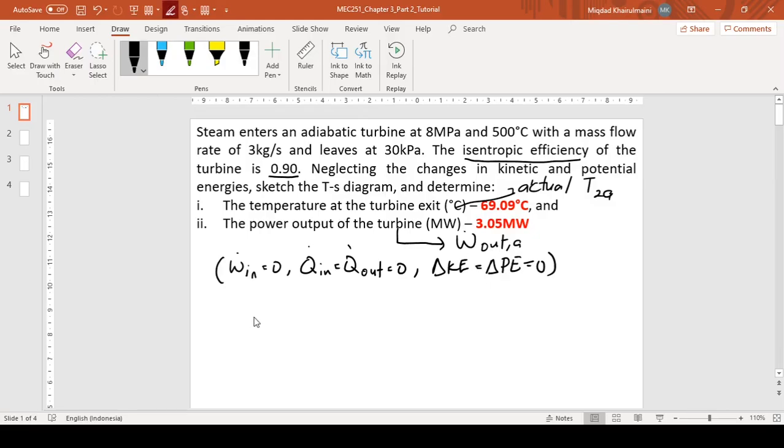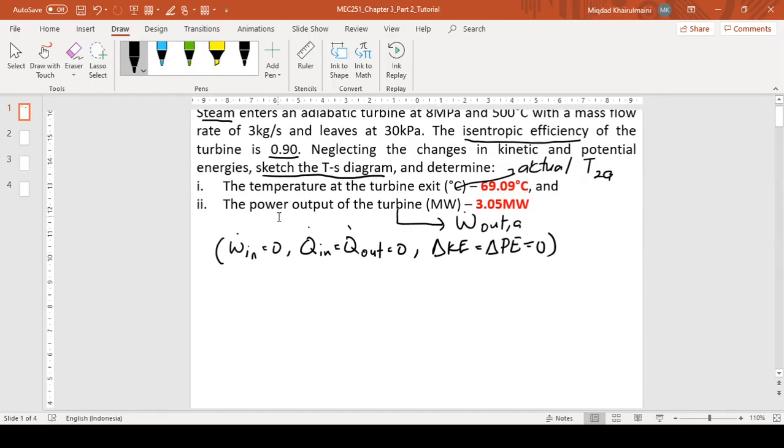So then the question asks us to sketch, but for substance we know that the substance is steam right now. So for steam or refrigerant R134A, to sketch the TS diagram, we have to find the state first, to confirm the phase of the state first, and then only we can sketch the TS diagram. So we can do that later. Let's proceed with step 1.